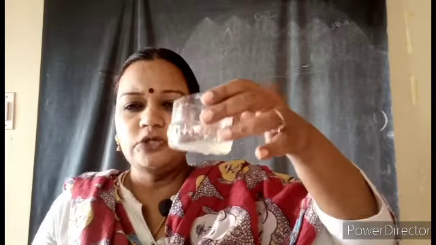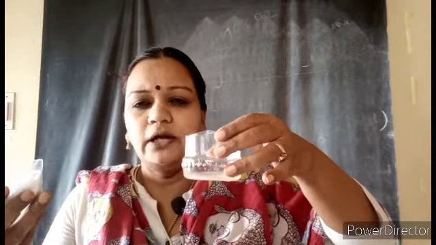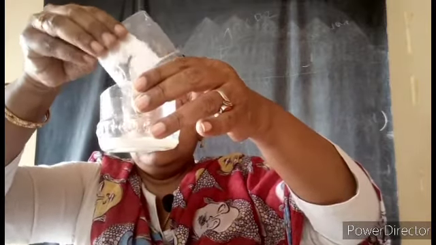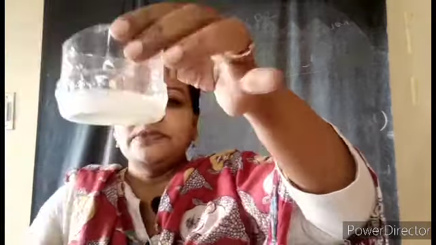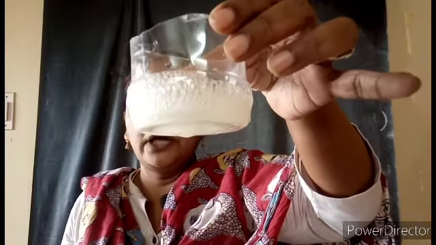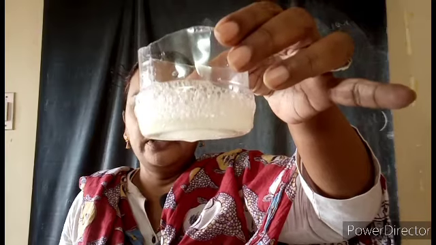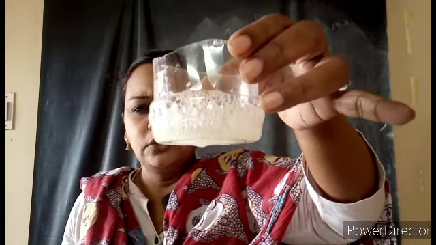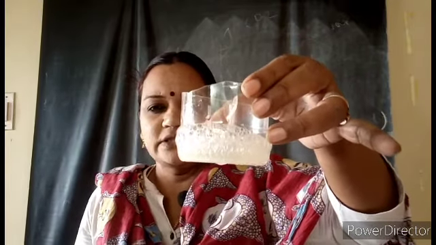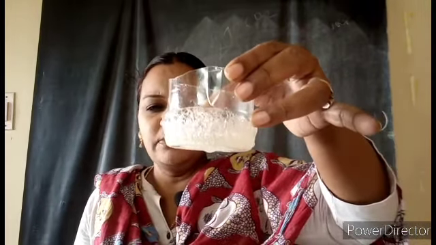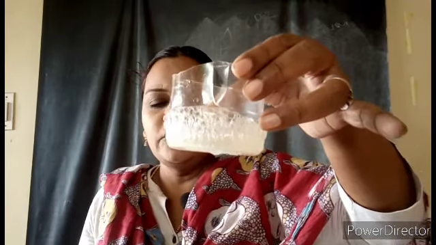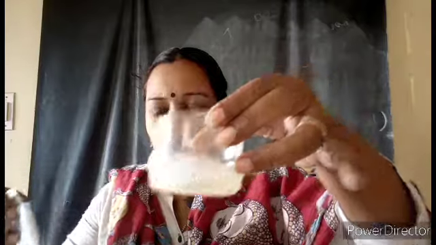Now I am going to add the baking soda to the lemon juice again. Baking soda I am going to add, and you see what is happening. You can observe how the bubbles are formed, and by now you can understand that the gas evolved, again here also, is CO2, that is carbon dioxide. Yes, children, so this is also a chemical change. I have added lemon juice and baking soda.